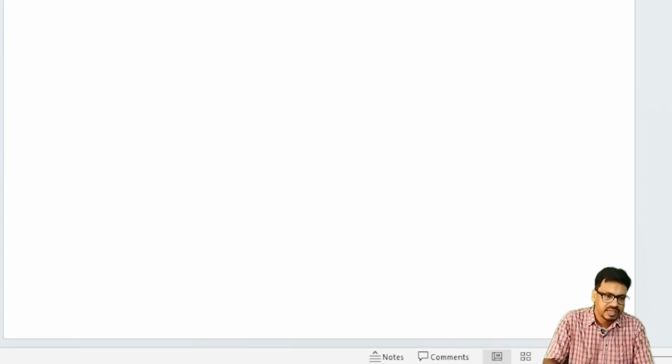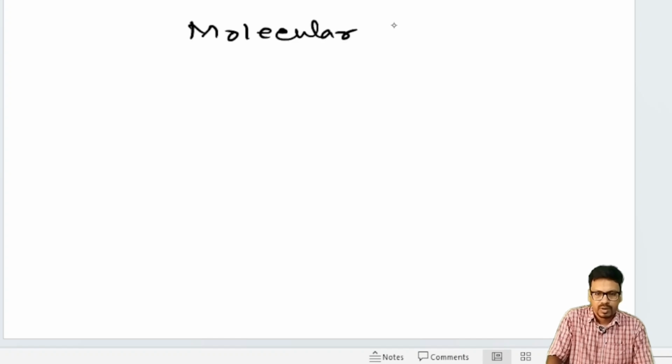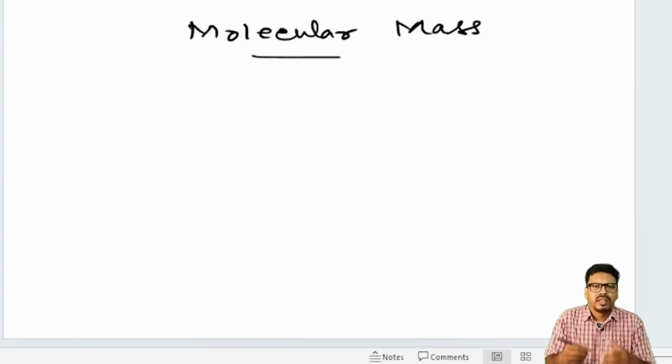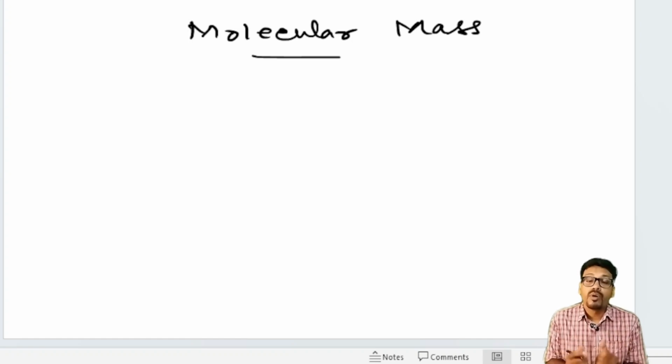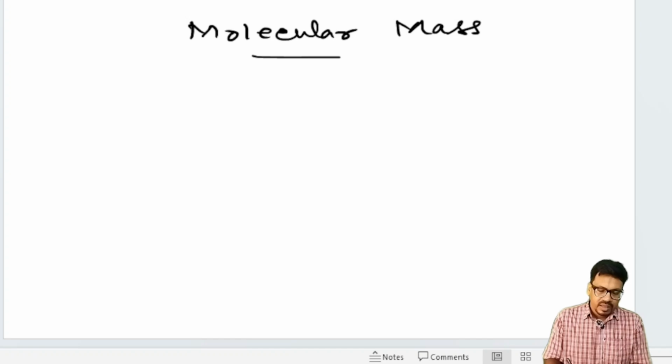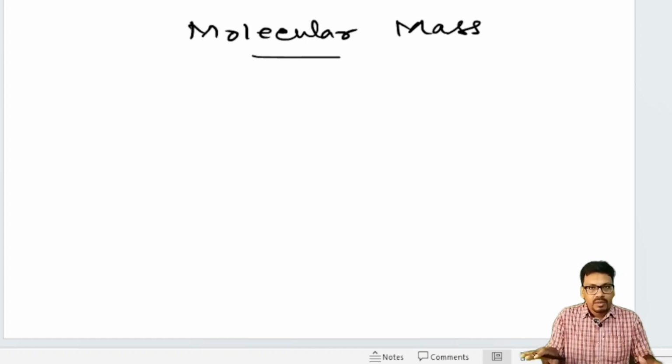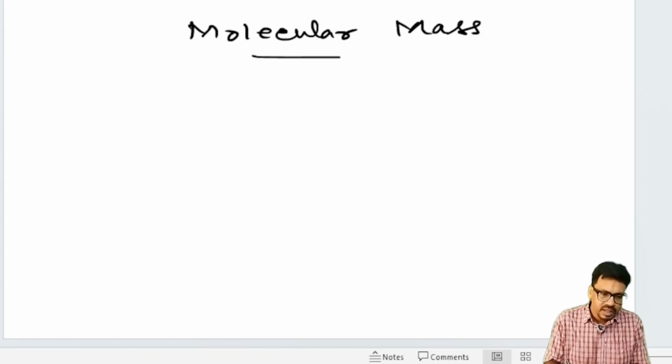Now I shall discuss molecular mass, or molecular weight. Okay, the molecule that is formed from the atoms of different elements. Clear? Now, the molecular mass is the summation of the total mass of the atoms of different elements. So say for example, the molecular mass of sulfuric acid, that is H2SO4.